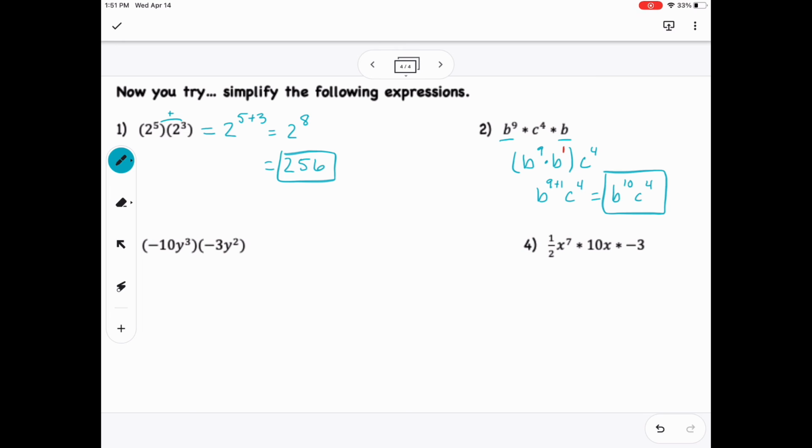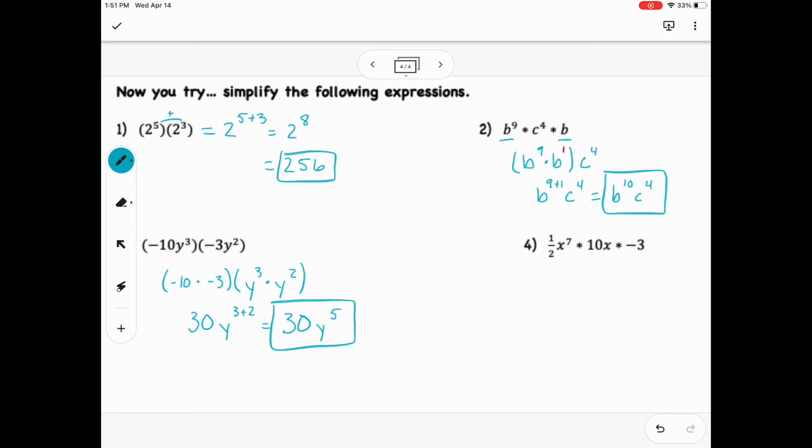For number 3 here, notice that we have a -10 and a -3 together. So I can group them together, and then I can group my y's together. Because I know what -10 times -3 is, I'm going to write 30. And then like bases, I add those exponents. So 3 plus 2 gets me 5. And then that would be my answer.